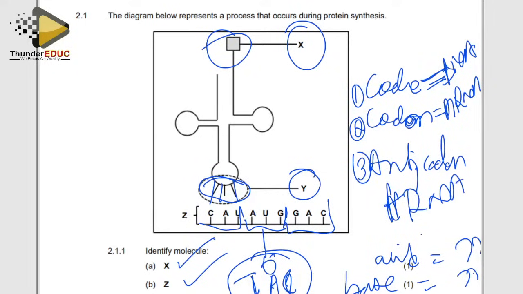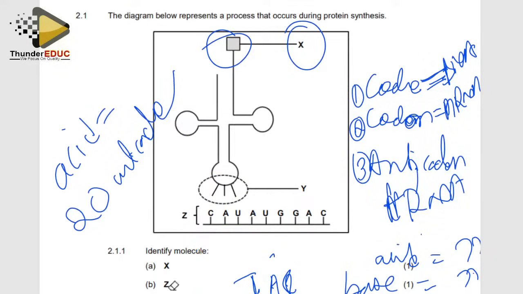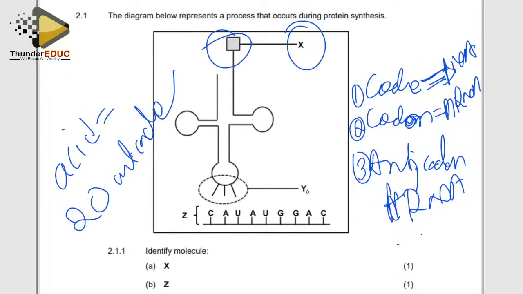So, how many amino acids are there? Twenty. Remember, each anticodon codes for one amino acid. If they have 20 amino acids, automatically there will be 20 anticodons.